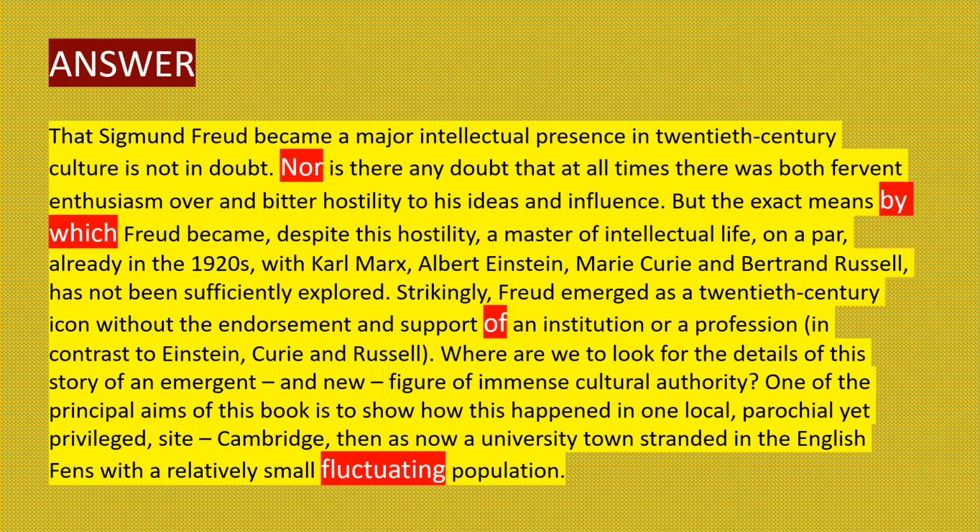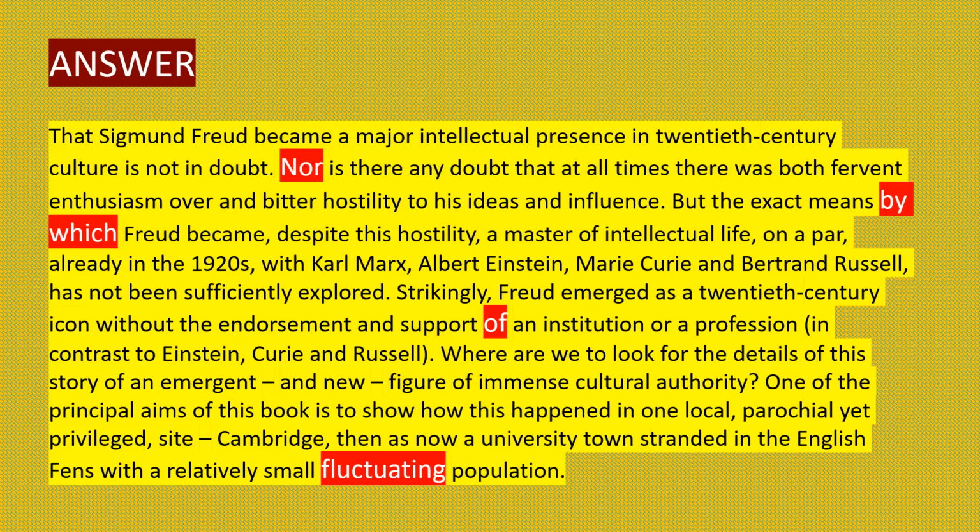That Sigmund Freud became a major intellectual presence in 20th century culture is no doubt, nor is there any doubt that at all times there were both fervent enthusiasm over and bitter hostility to his ideas and influence, but the exact means by which Freud became, despite this hostility, a master of intellectual life on a par already in the 1920s with Karl Marx, Albert Einstein, Marie Curie, and Bertrand Russell has not been sufficiently explored.